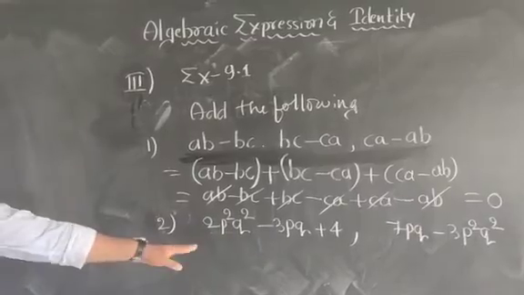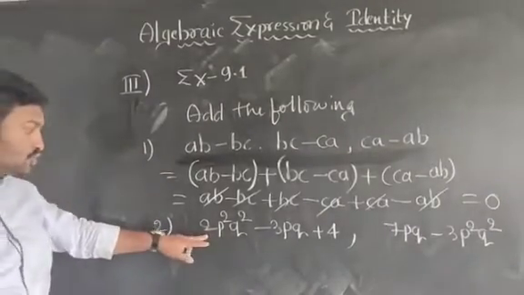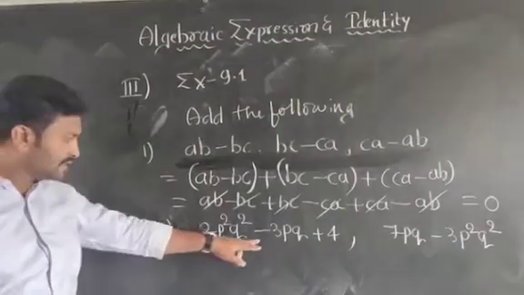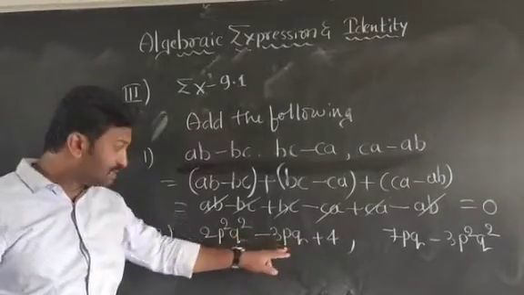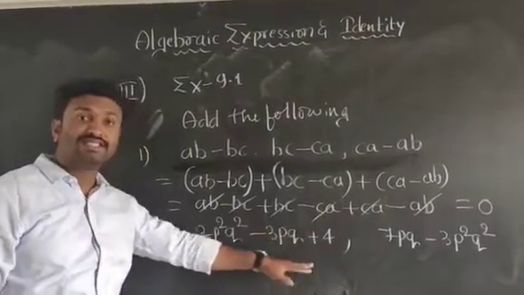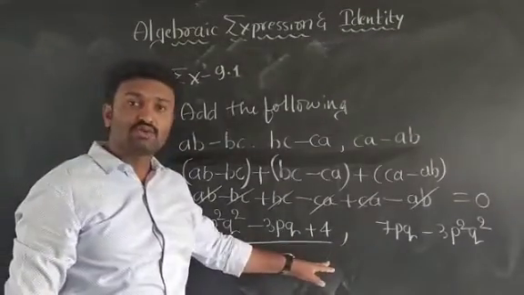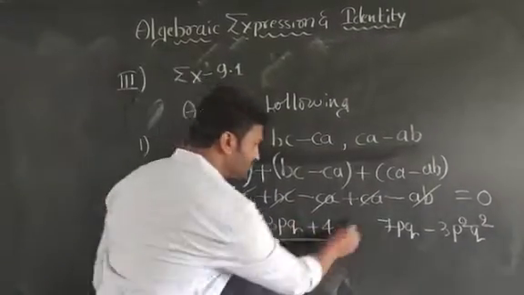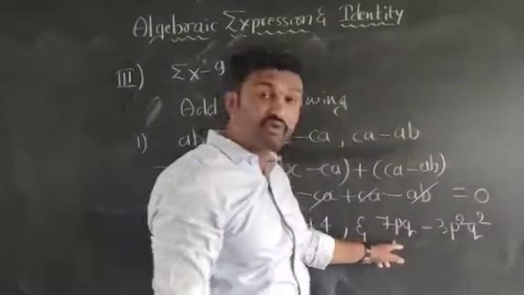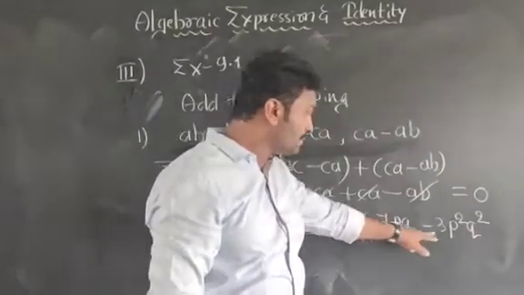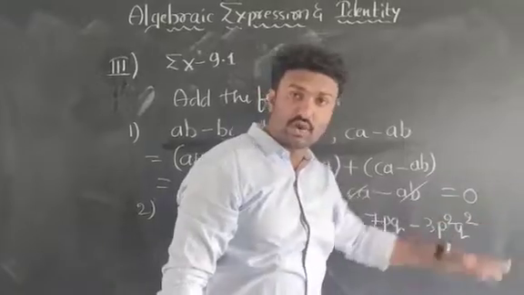Okay, and one more. They are given 2p square q square minus 3pq plus 4, which is a trinomial. How many terms are there here? 3 terms are there. Then this one is a trinomial. And one more, which you have to add: 7pq minus 3p square q square.